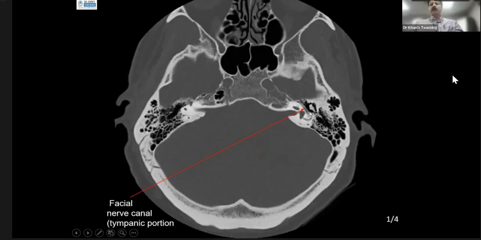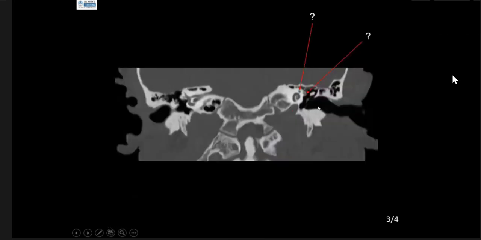So my question is, let me ask you in different, direct words. The tympanic portion of the facial nerve passes underneath this structure. This is a hint. Okay, that's the semicircular canal, but it's the lateral one, the lateral semicircular canal. Excellent, well done.